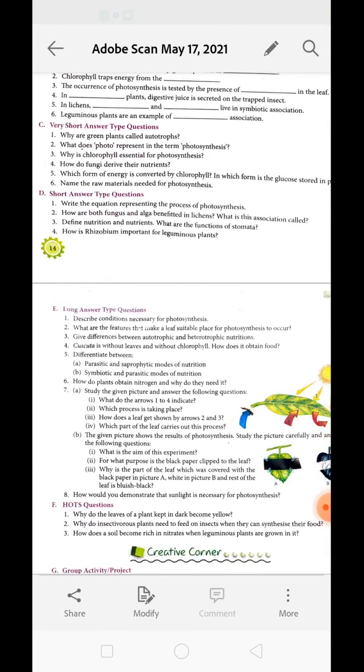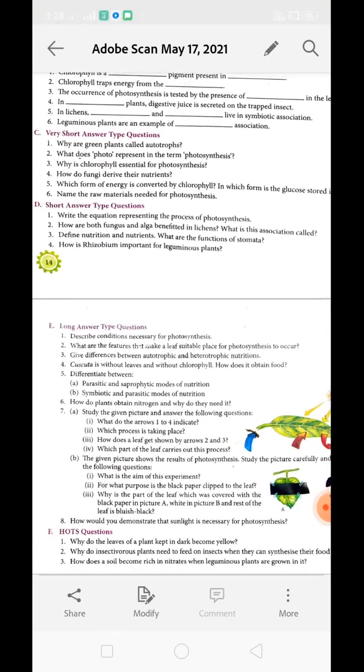Why are green plants called autotrophs? Green plants are called autotrophs because they prepare their own food in the presence of sunlight by using inorganic raw material. Second question, what does photo refer to in the term photosynthesis? Photo means light. Third, why is chlorophyll essential for photosynthesis? You will write: chlorophyll is essential for photosynthesis because it traps solar energy.